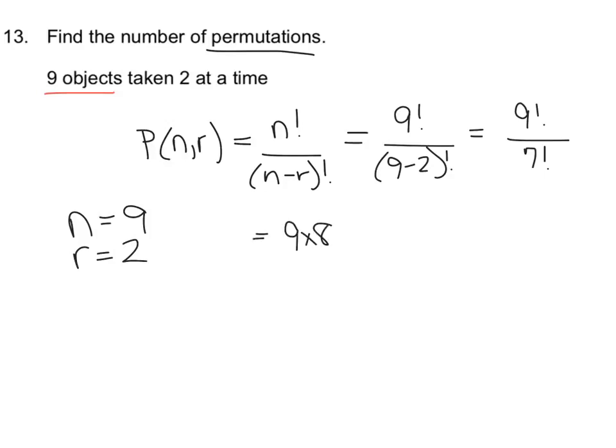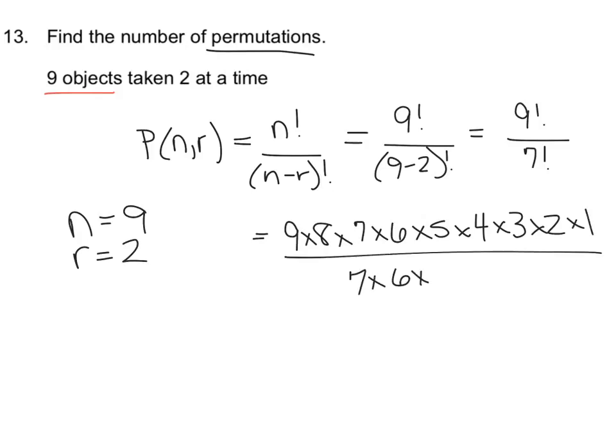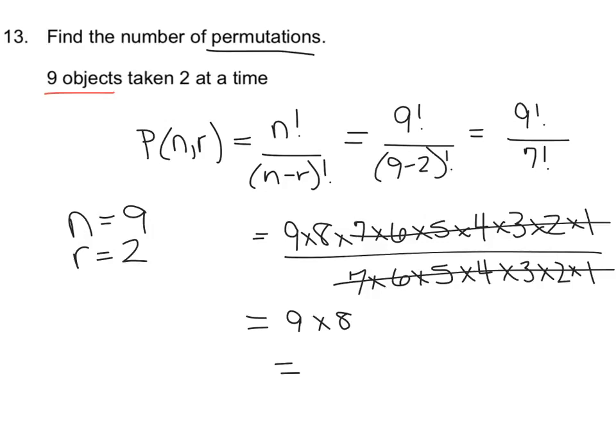And we can write this out as 9 times 8 times 7 times 6 times 5 times 4 times 3 times 2 times 1. And then on the bottom we have 7 factorial, which is the same as 7 times 6 times 5 times 4 times 3 times 2 times 1. And then we'll cancel factors on the top and bottom. So I have the 7 times 6 times 5 and so forth in common on the top and bottom of the fraction. So I'll cancel those out, and I'm just left with 9 times 8 on top, and 9 times 8 is 72. So the answer to this problem is that there are 72 permutations.